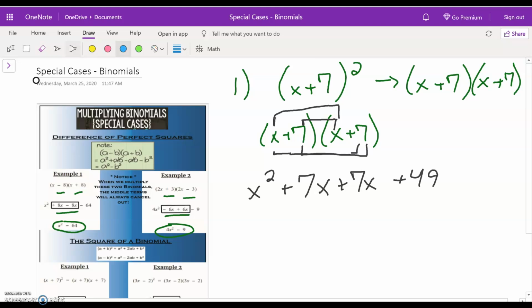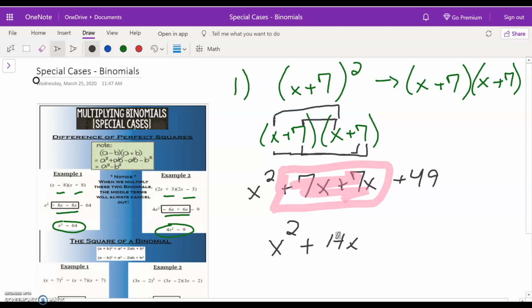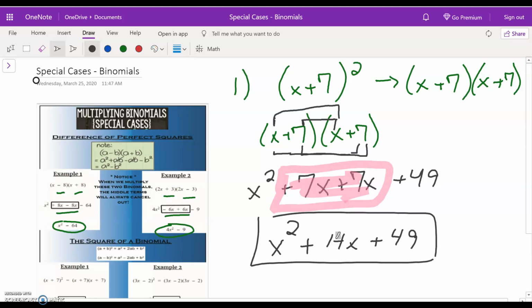Okay. What we'll notice in the middle here again is that our middle terms happen to be like terms, so we are able to combine these by addition here. I'm going to drop in my x squared. Okay, 7x plus 7x is positive 14x plus 49. And that would be our final solution. Now, what we want to notice moving forward here is that for the square of a binomial, they actually use a shortcut.